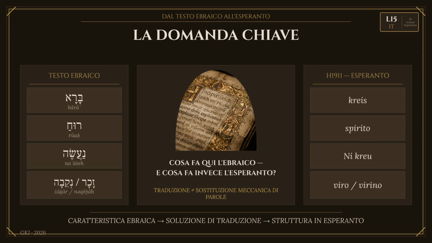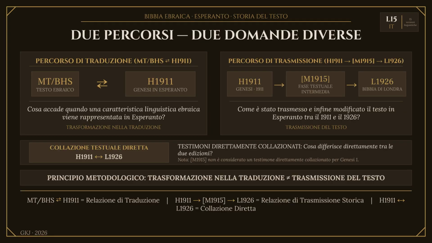Translation is never just a mechanical substitution of words. It involves understanding the underlying Hebrew characteristics and finding a corresponding structure within the Esperanto language. We must distinguish between two different paths: the translation path, which focuses on how Hebrew is represented in Esperanto, and the transmission path, which tracks how the Esperanto text itself changed between 1911 and 1926. These are separate methodological concerns.